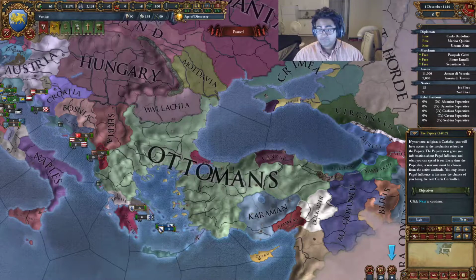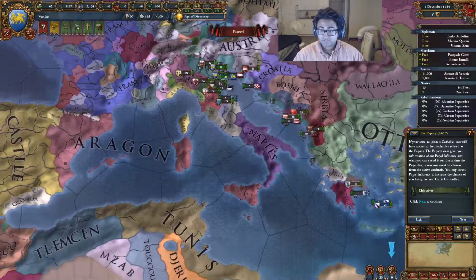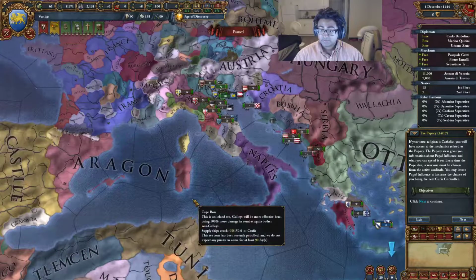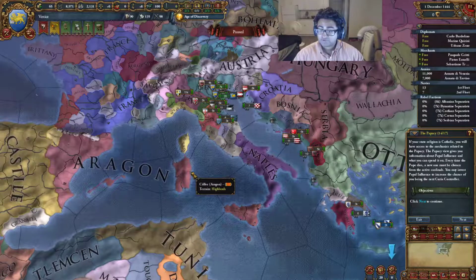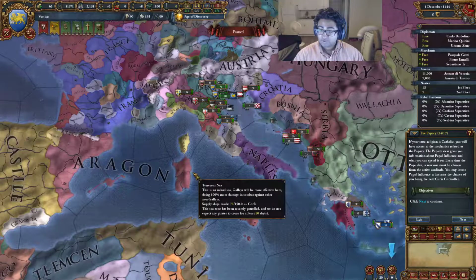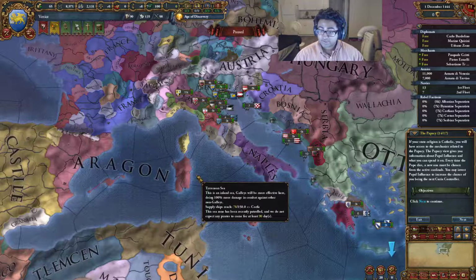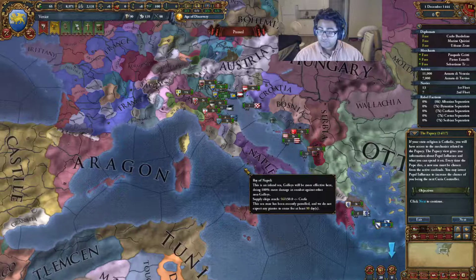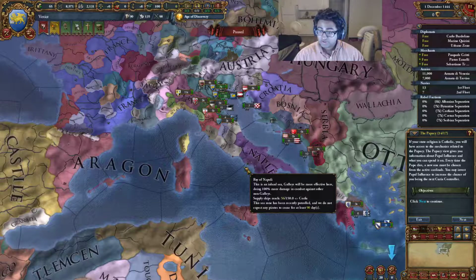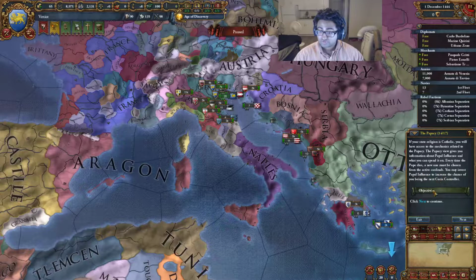The papacy. If your state religion is Catholic, you will have access to the mechanics related to the papacy. The papacy view gives you information about papal influence and what you can spend it on. Every time the Pope dies, a new one must be chosen from the active cardinals. You may invest papal influence to increase the chance of you being the next Curia controller.